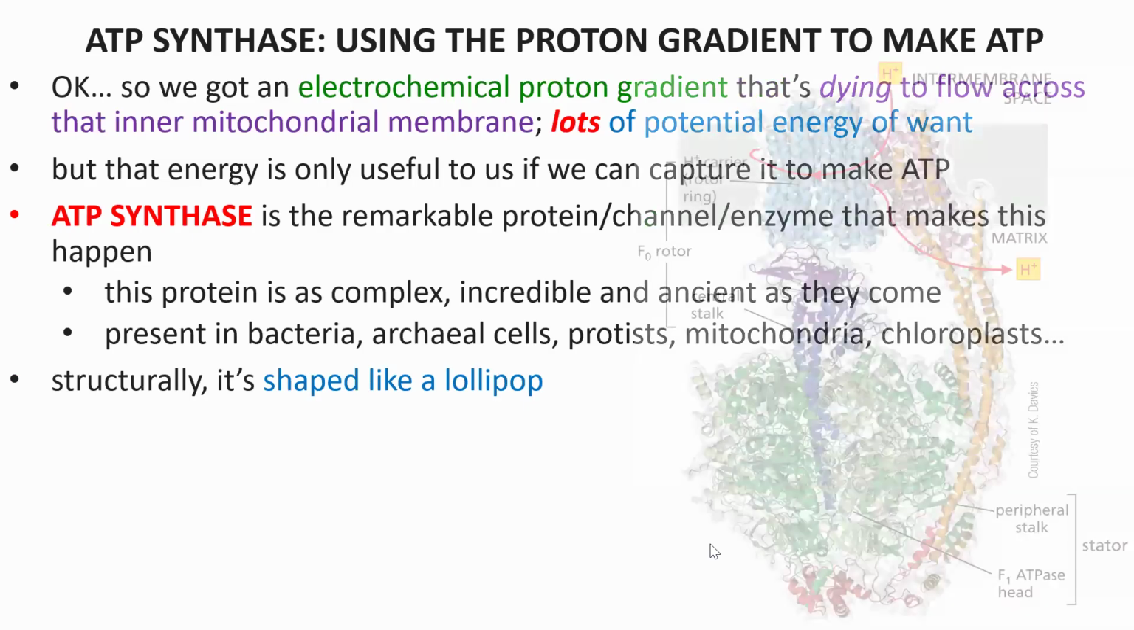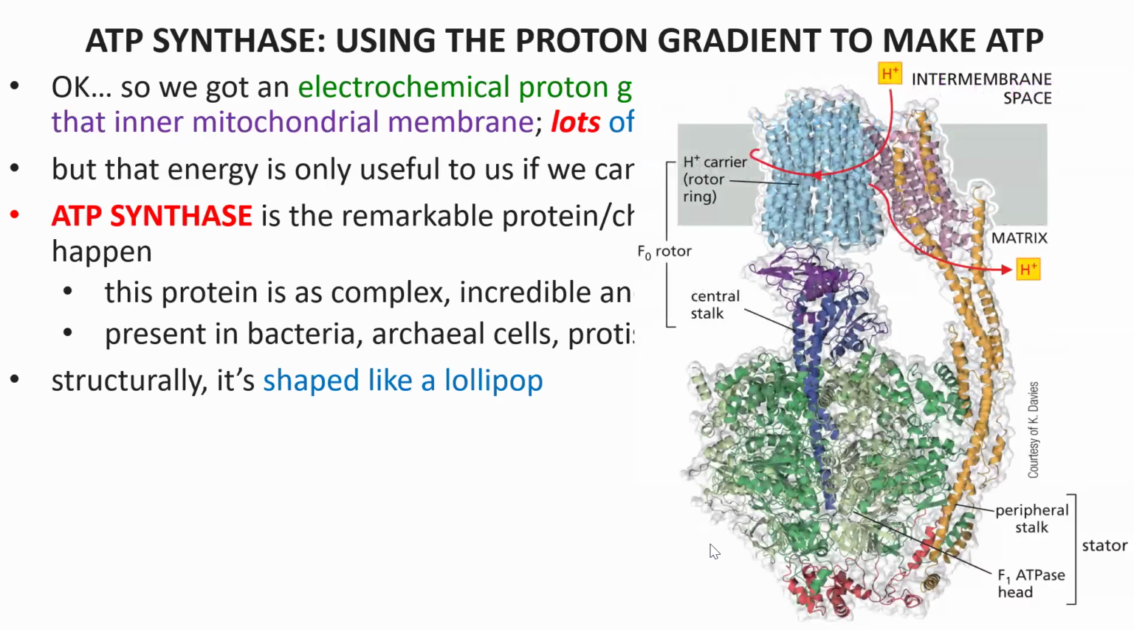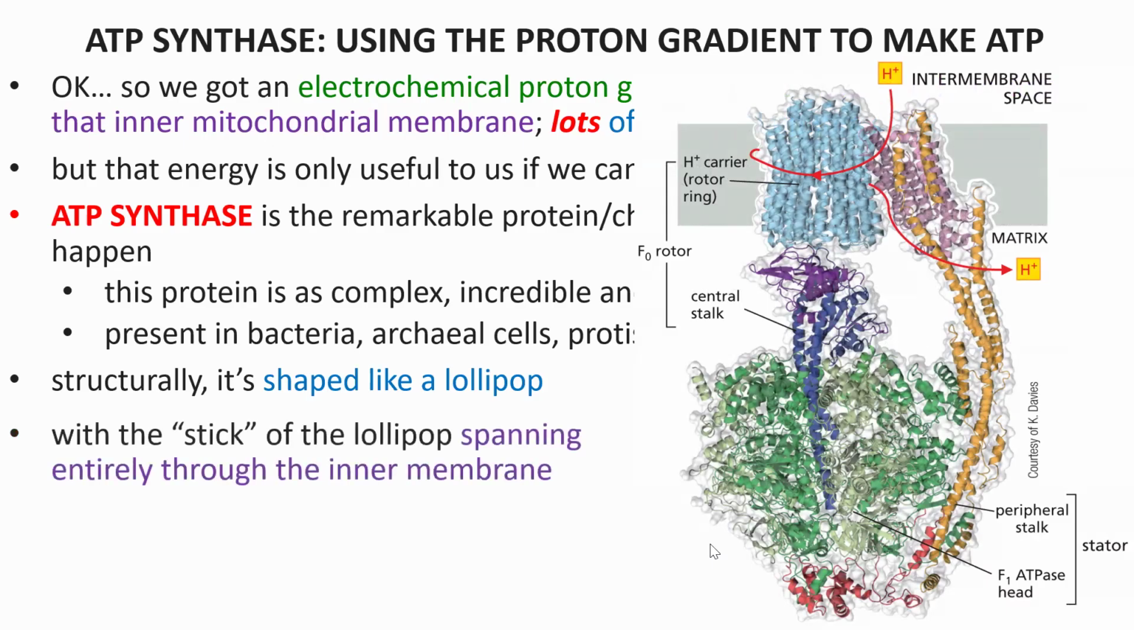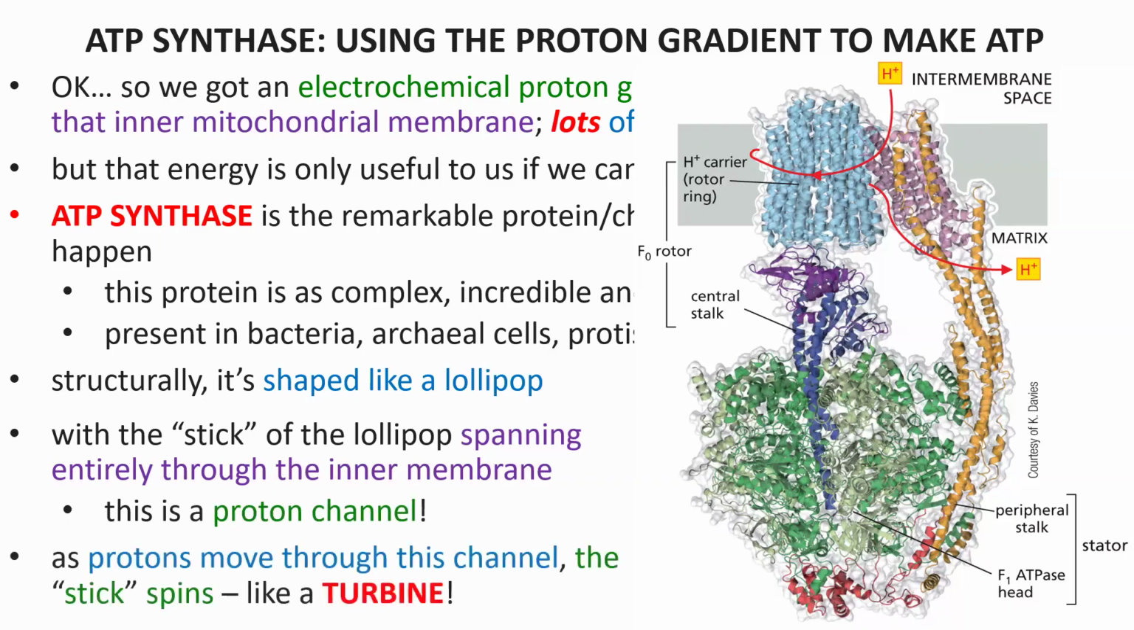Structurally, it has the shape of a lollipop, like an upside down lollipop, if you will. The stick of the lollipop is what's embedded in the inner mitochondrial membrane. This is going to be the proton channel. And the head, or the sugary part of the lollipop, is where the ATP is made. That's here. So the stick of the lollipop is the proton channel. That's what's embedded in the inner mitochondrial membrane.